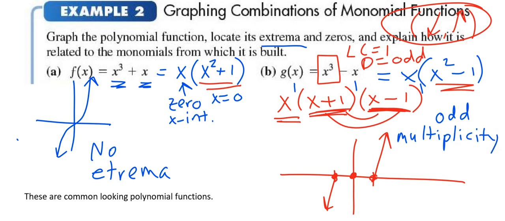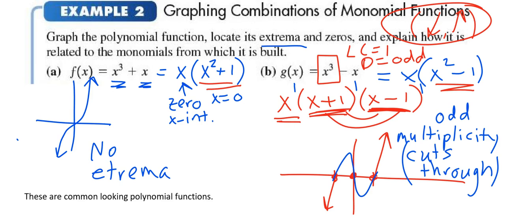Now, when something has an odd multiplicity, that means it cuts through the axis. Now, if it had an even multiplicity, and what we'll see more of later, is that it bounces off the axis, okay? And we'll talk more about that when we get to it. Now, it's going to do something like that.